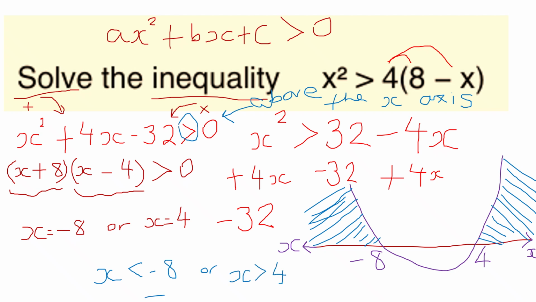And they will be your two solutions to the quadratic inequality that satisfies x squared being greater than 4(8 - x), or x squared plus 4x minus 32 being greater than 0. And that is solving a quadratic inequality.